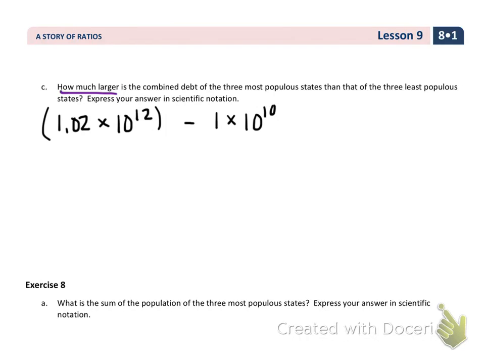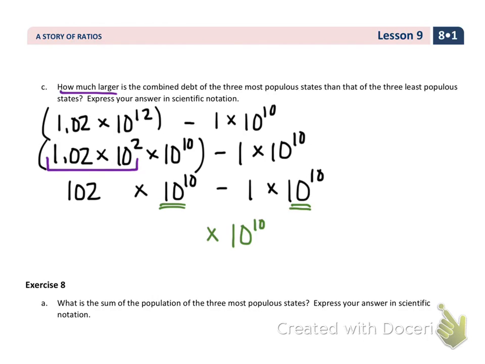Okay, so I'm subtracting, but notice that my powers of 10 are not equal, so I can't factor them out until I do some adjusting. So I'm going to adjust this first one. I'm going to break 10 to the 12th apart into 10 squared and 10 to the 10th. And then I'm still subtracting. I went a little bit more than I wanted to there. I'm still subtracting 1 times 10 to the 10th, so that didn't change.